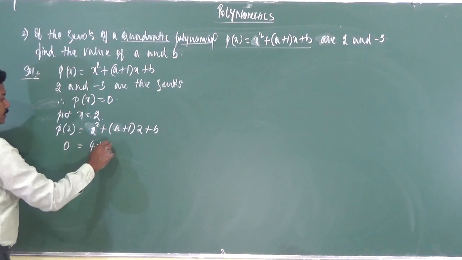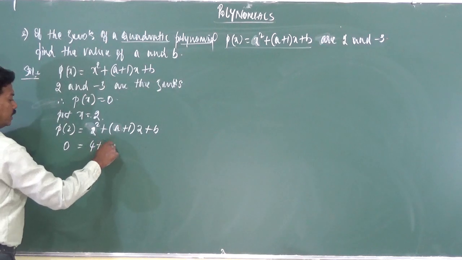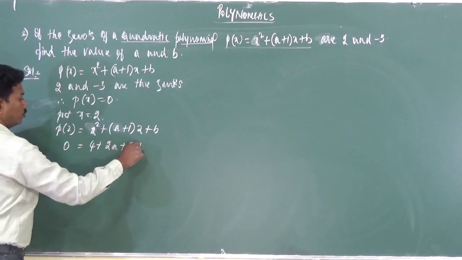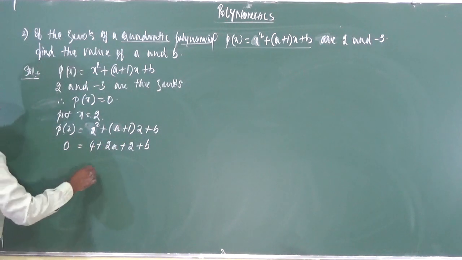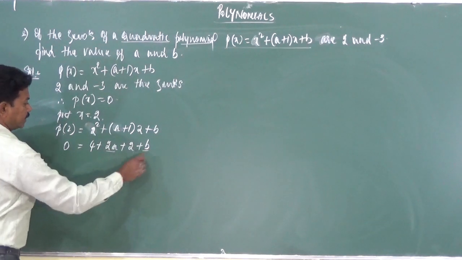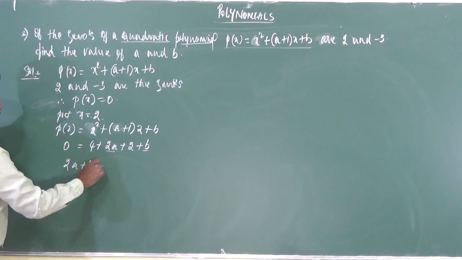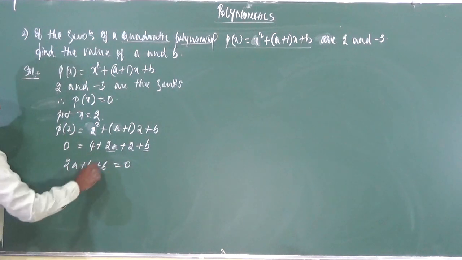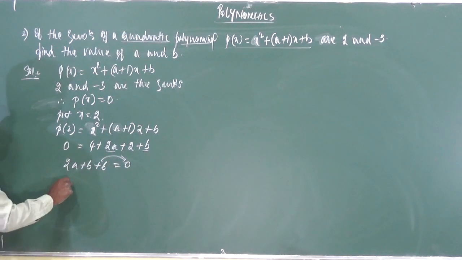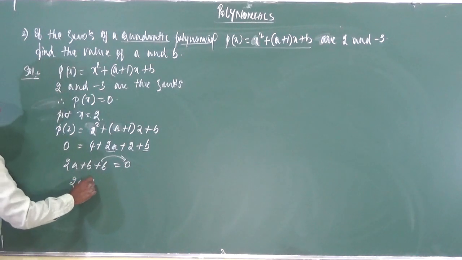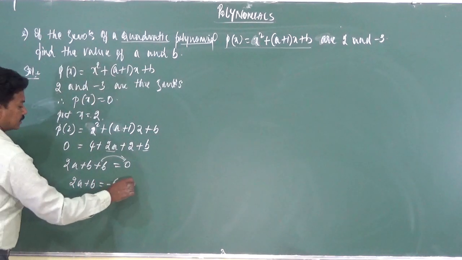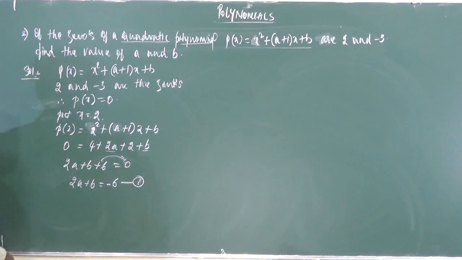So 4 plus 2 into a is 2a plus 2 into 1 is 2 plus b. So here 2a plus b plus 6. So 2a plus b plus 6 is equal to 0. We will transpose this 6 to the RHS. So 2a plus b is equal to minus 6. Let us take it as equation 1.